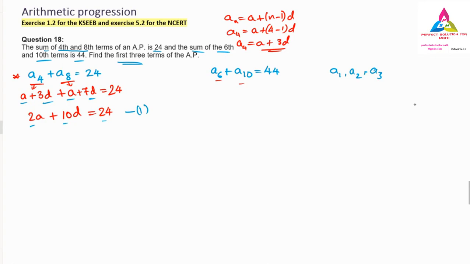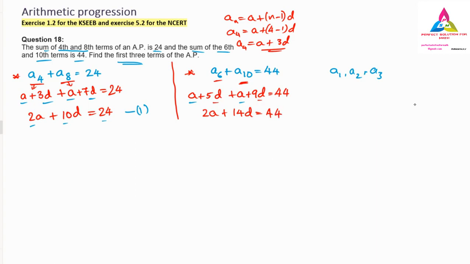Moving towards the second equation, we need one more equation to solve for a and d, because we have two unknowns. Here we have a6 and a10. Simplify as before: a6 is a plus 5d, and a10 can be written as a plus 9d, which is equal to 44. Similarly, a plus a is 2a, and here we have 5d and 9d, so totally 14d is equal to 44.